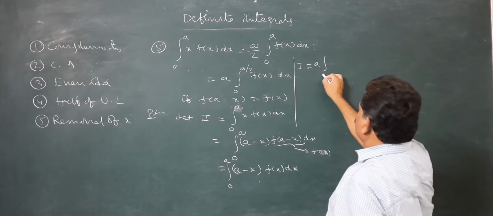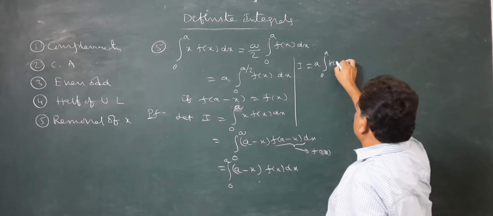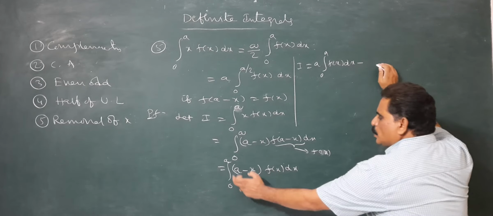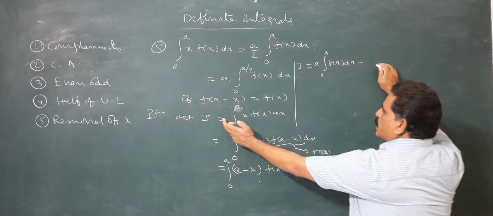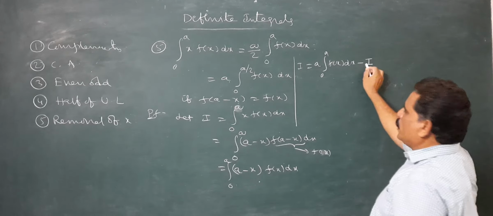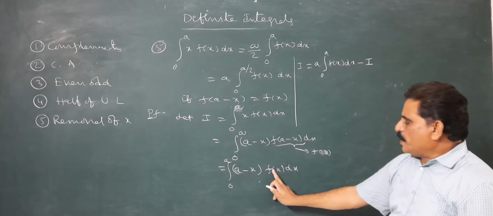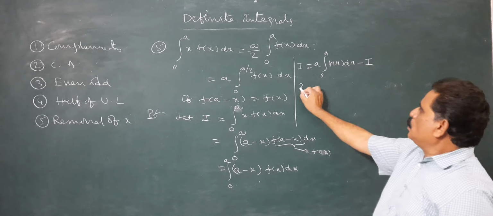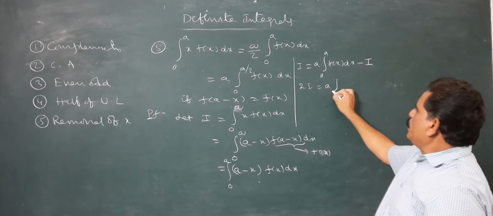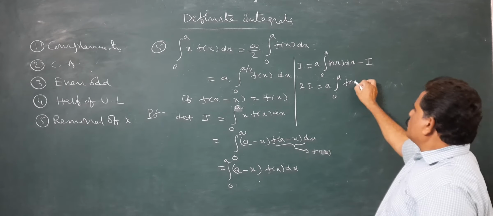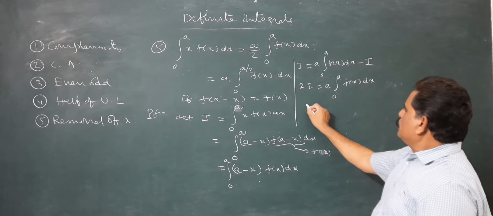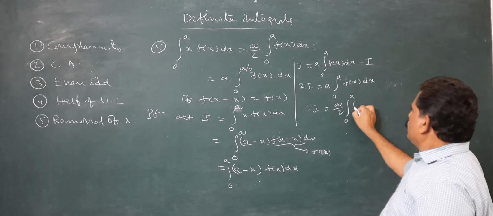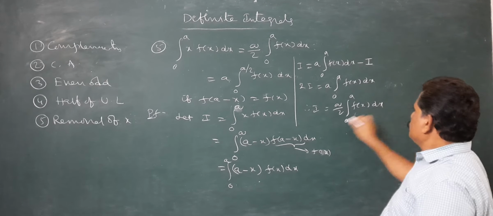A you can write integral 0 to a f of x dx minus integral 0 to a x f of x, that is I. That's why you can write I. A into f of x minus x into f of x, that is I. I take this side, 2I equal to a integral 0 to a f of x dx. Therefore, I equal to a by 2 integral 0 to a f of x dx.